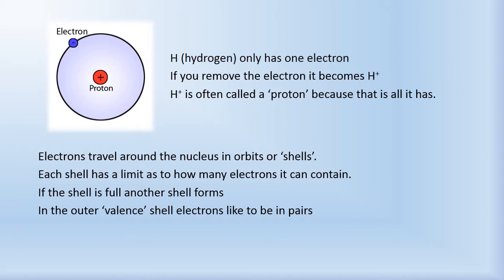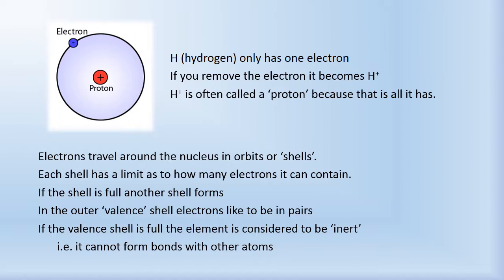The outer shell is called the valence shell, and here electrons like to be in pairs. If the valence shell is full, the element is considered to be inert because it can't form bonds with other atoms in this state. And most inert elements are gases. This forming of bonds is what happens to create molecules. So atoms will bind to another atom to form a molecule. Molecules are formed then by atoms binding together.